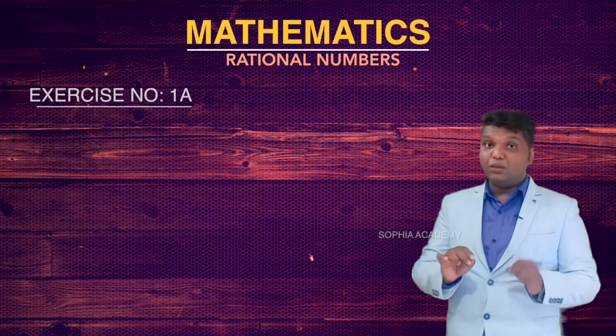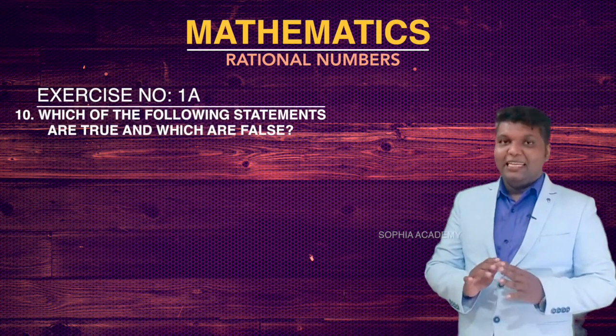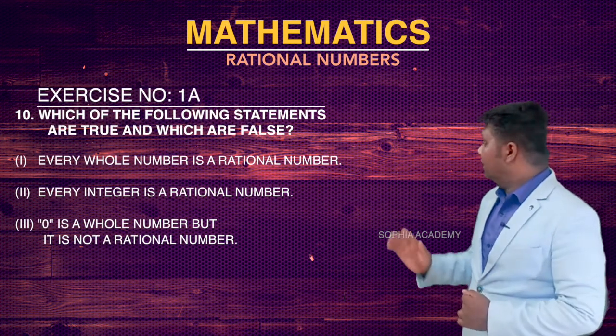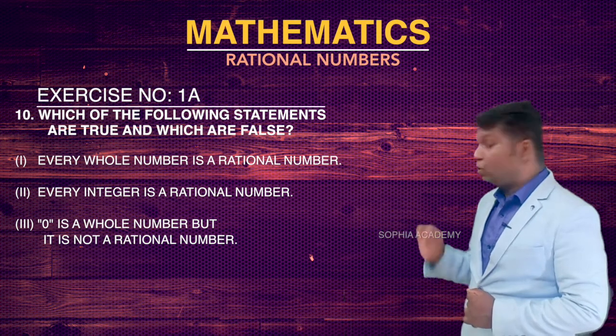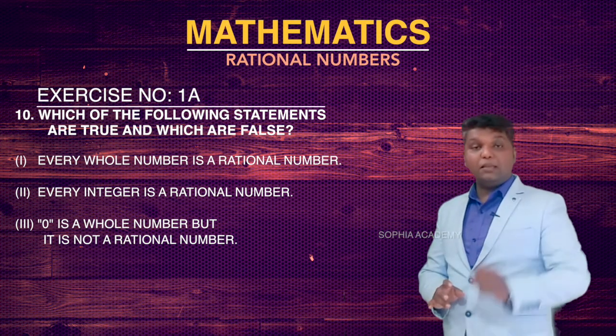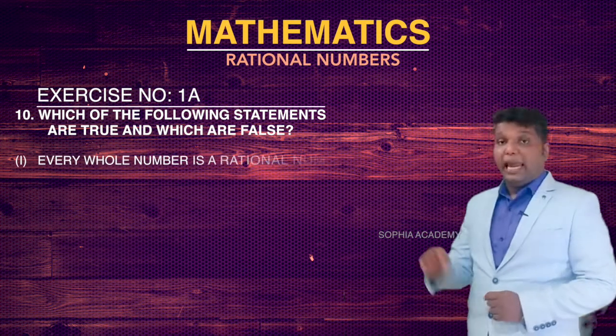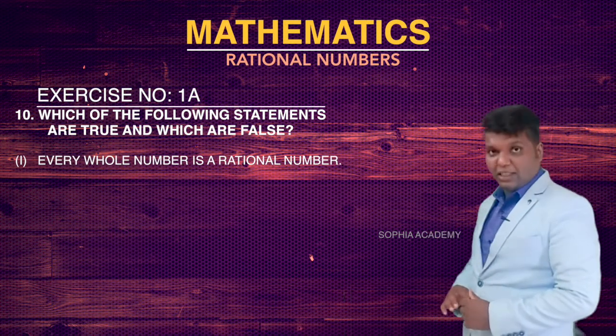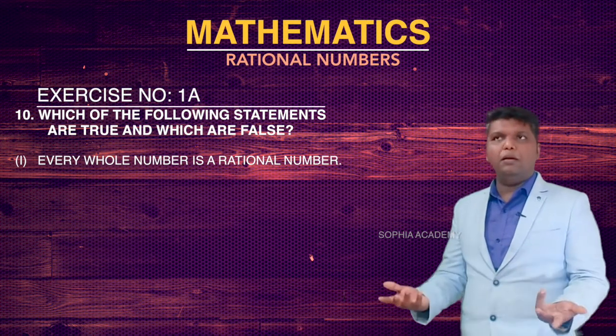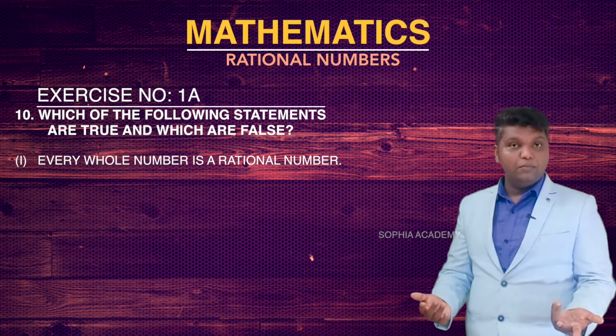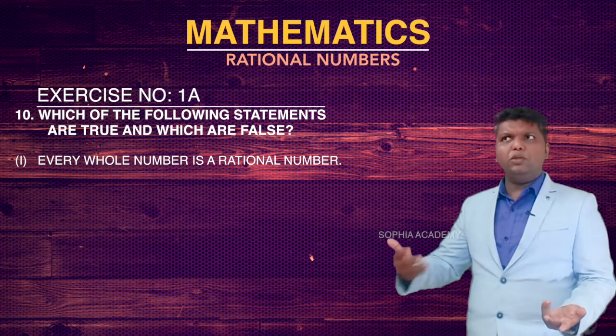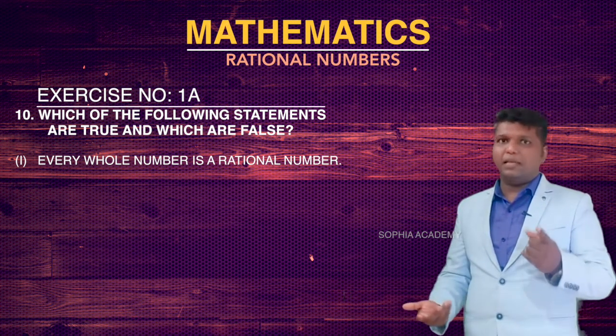Let us come to the last question, main question number 10. Here we have to state whether the given sentences are true or false. That's all. Statement number 1: Every whole number is a rational number. Every whole number. Whole numbers start from 0, right? 0, 1, 2, 3, 4, 5, 6. All those numbers are rational numbers itself.